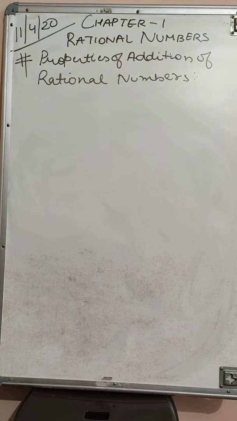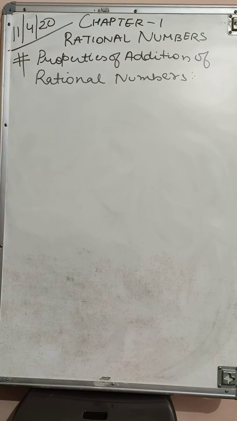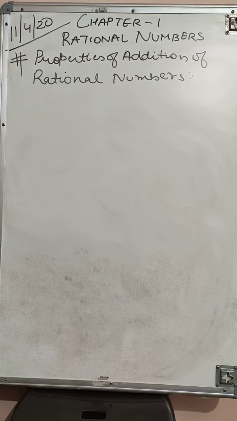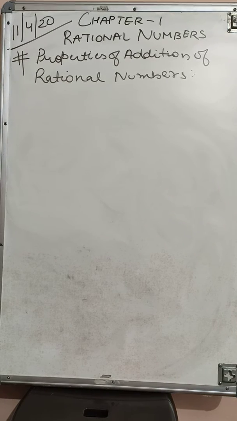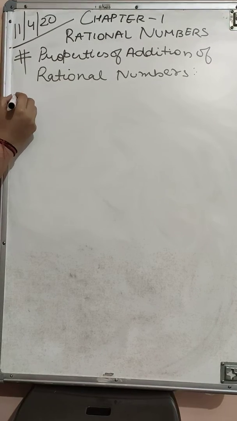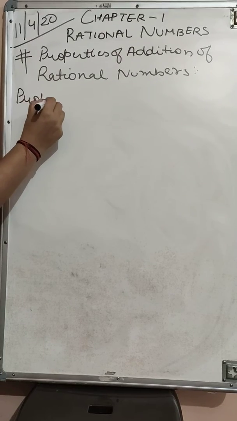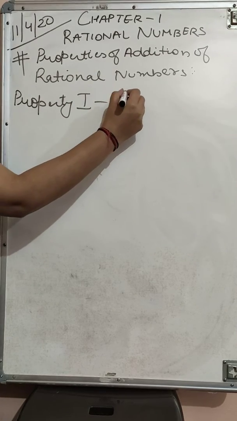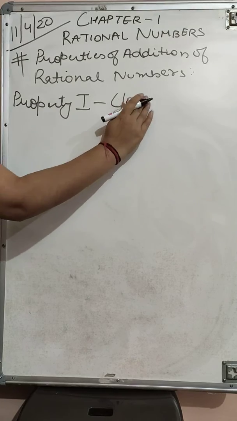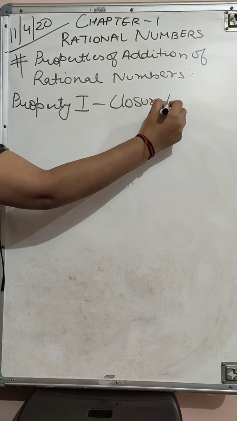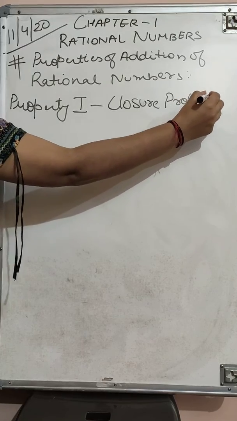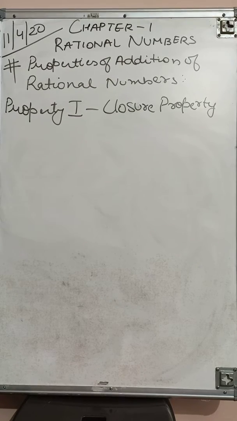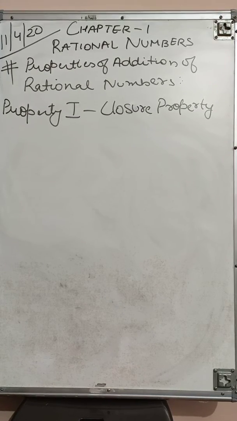See, we have already studied the properties of addition of integers. Then the properties of addition of rational numbers are similar to the integers. First property is closure property. What does the closure property say? The sum of two rational numbers is always a rational number.